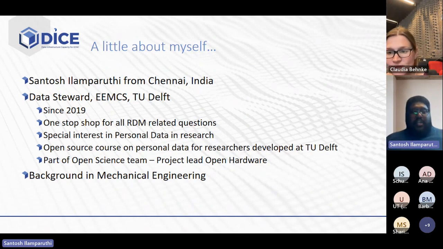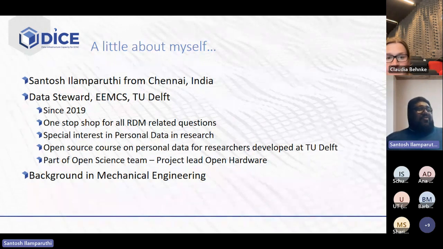I do have a special interest in personal data and research, mostly because my faculty requires a lot of that support. Coming in, I did not expect any personal data. Computer science and electrical engineers, what could they do? Turns out a lot.